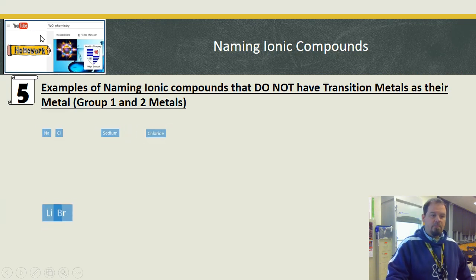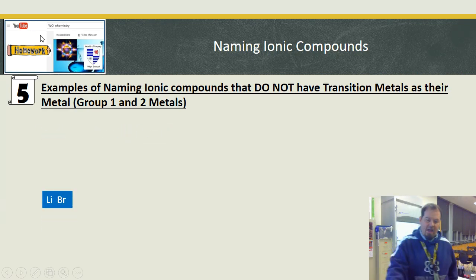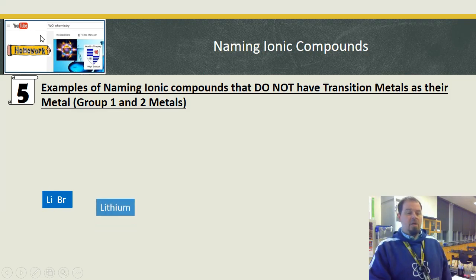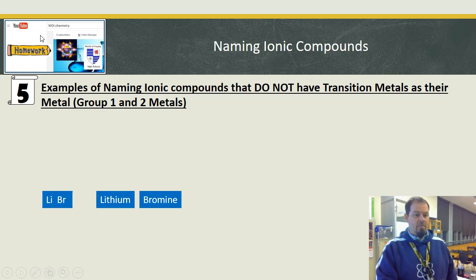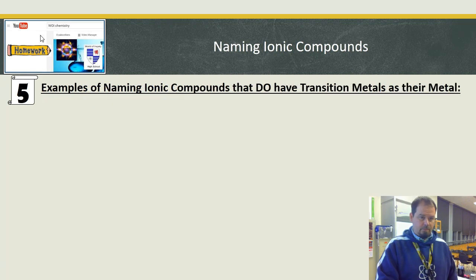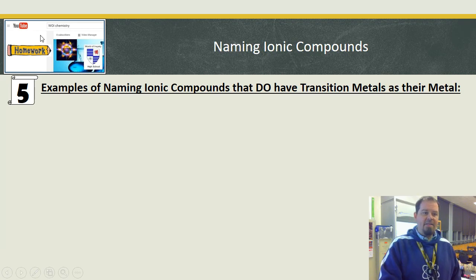And Li is lithium. Lithium and bromine, Br is bromine. Bromine becomes bromide. Okay, lithium bromide is how we say this. We have to follow these rules specifically. It helps me know. "Ide" tells me that it's a bonded compound.